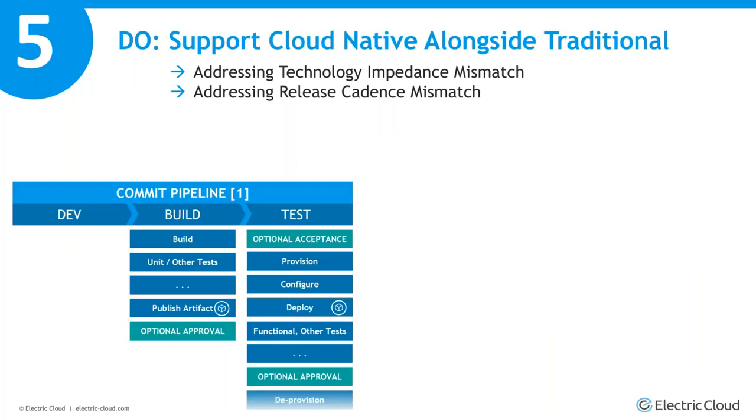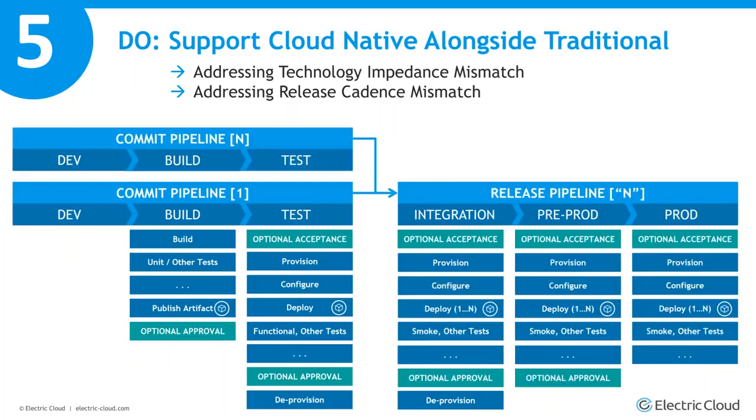So number 5. Our next number 5 here is support cloud native alongside traditional, or to broaden the topic even a little bit more, it's this whole notion of if you're a large organization, an enterprise of any significant size, you probably have a lot of different technology stacks involved. If you're a large hotel company or an airline, you've got mobile apps at the tip of the spear, if you will, and on the back end you've got mainframes. So you have a lot of different opportunities for what geeks like me would call impedance mismatches.